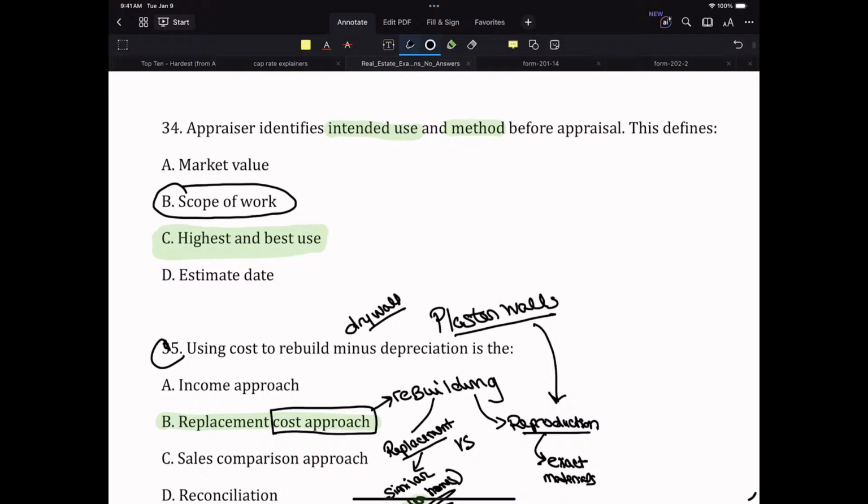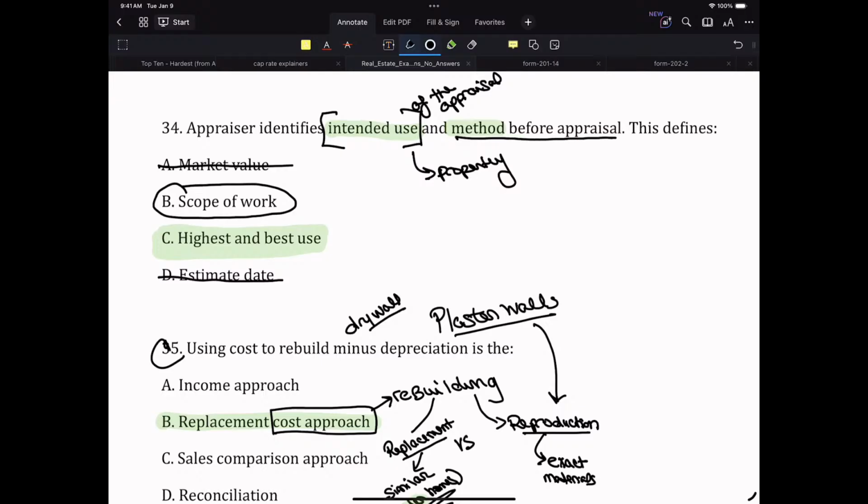Now, I can say boo, but I can see where you all thought the answer is highest and best use. Like, I knew you knew it wasn't estimate date. I knew you knew it wasn't market value. Well, what's the difference? Remember, when an appraiser does an appraisal, there are different steps. And the appraiser needs to know what is the use of the appraisal. I think if you assume what is the use of the appraisal, then that tells them how they're going to move forward. Versus if they said the intended use of the property, then I could see how you would think it would be highest and best use.